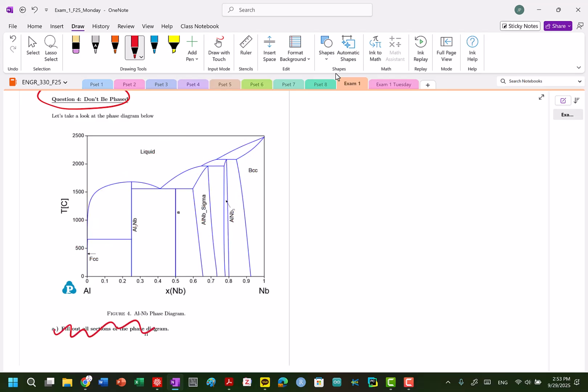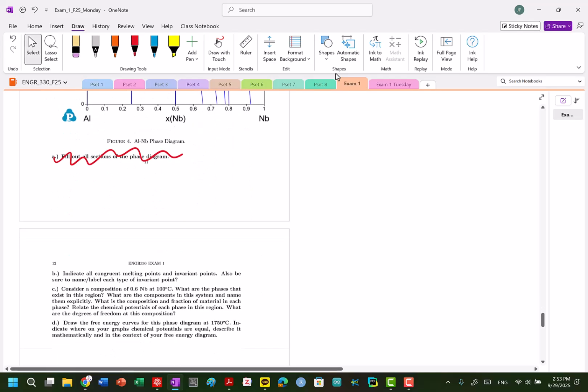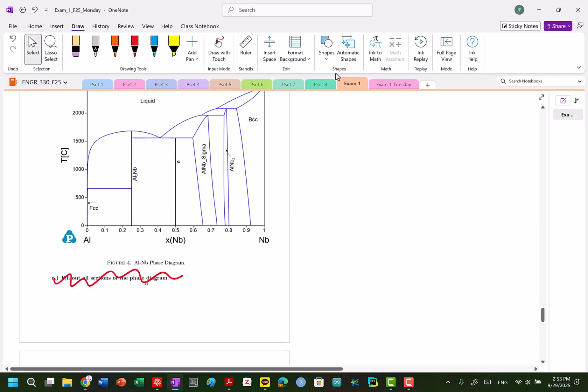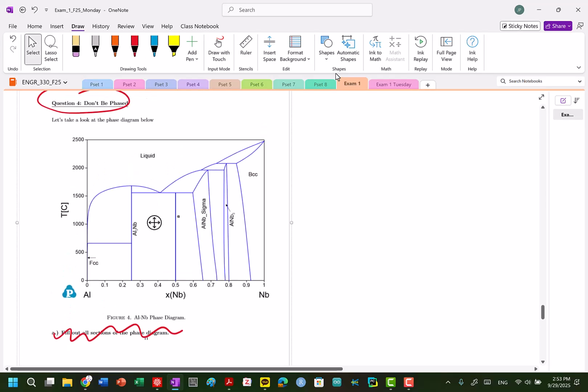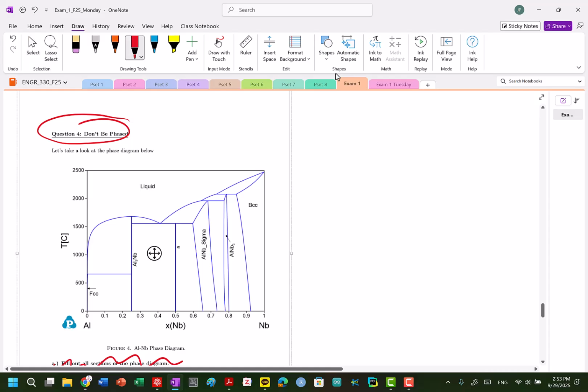Excellent. So fill out the sections of the phase diagram, congruent melting points, and invariant points. So let's go ahead. Our congruent melting point, maybe something like right here. Any other congruent melting points? Congruent melting point is also right there. Fantastic. What about some invariant points?